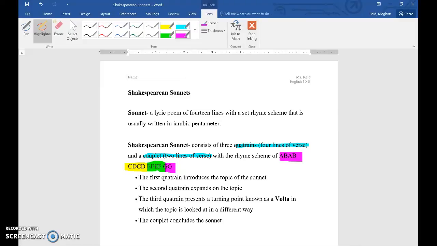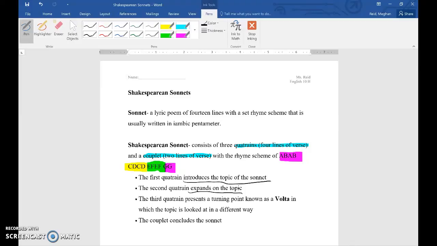So when we're looking at a poem, we are going to see that the poem itself is going to have that very distinct structure. So the first quatrain is going to introduce the topic of the sonnet. And that makes a lot of sense. We always want to start off introducing our topic when we're writing even an essay. So Shakespeare does this even in his poetry. The second quatrain is going to expand on the topic, so we're going to get a little bit deeper into this idea that he's exploring through his writing.